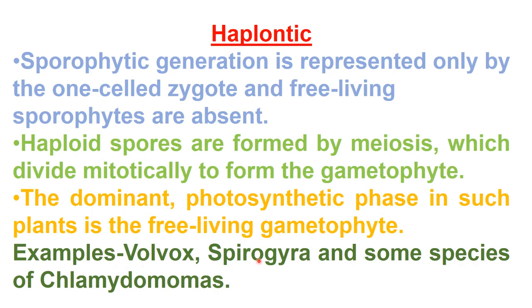Now these are examples of plants in which the haplontic type of life cycle is found. In most of the algae, the haplontic life cycle is found, like Volvox, Spirogyra, and some species of Chlamydomonas. All these are algae, and in these the haplontic life cycle is found. There are some exceptions also, which I will tell you in the next class.